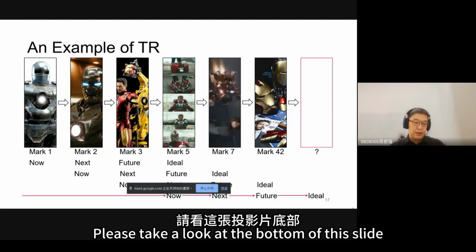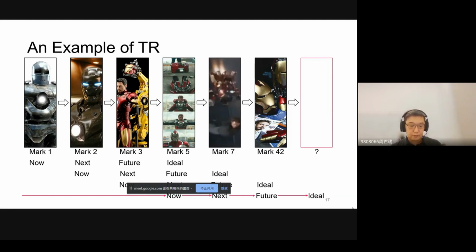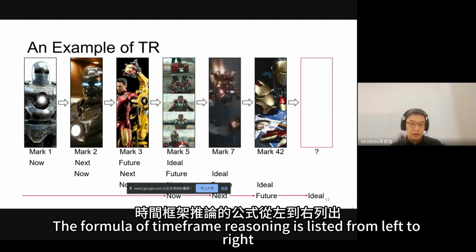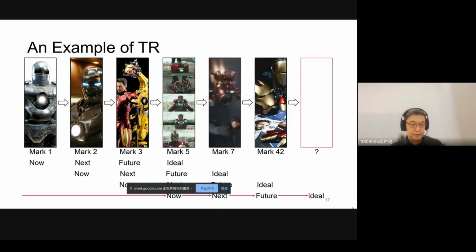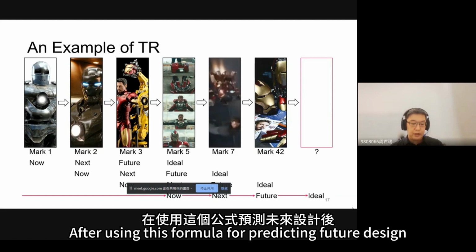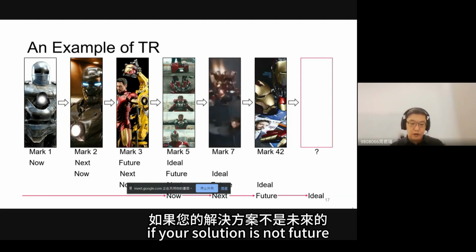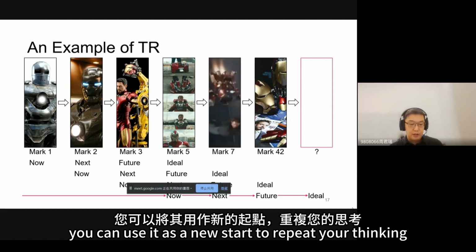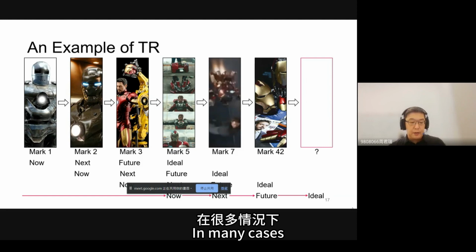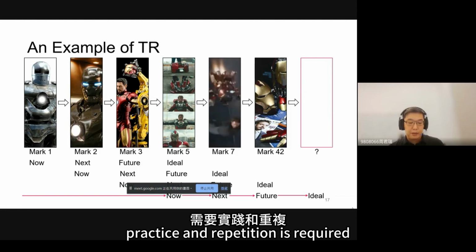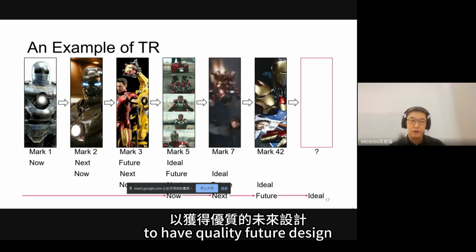Class, please take a look at the bottom of this slide. The formula of time frame reasoning is listed from left to right. Here, I want to give you a very important remark. After using this formula for predicting future design, if your solution is not future, you can use it as a new start to repeat your thinking until you have something new, something future. In many cases, practice and repetition is required to have quality future design.